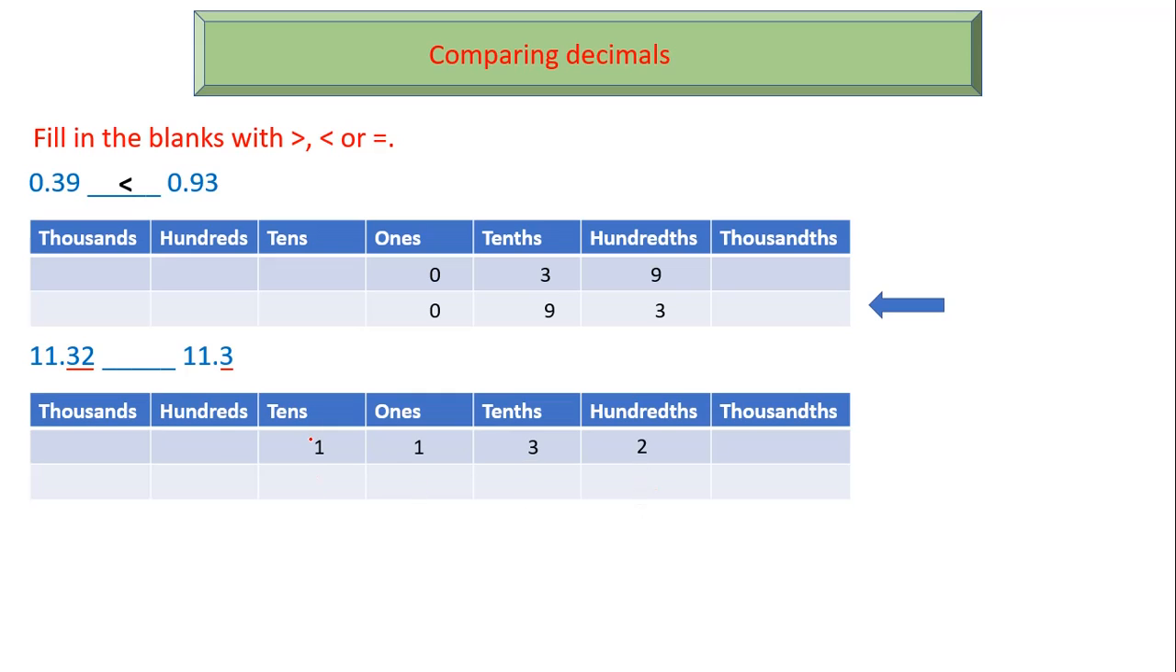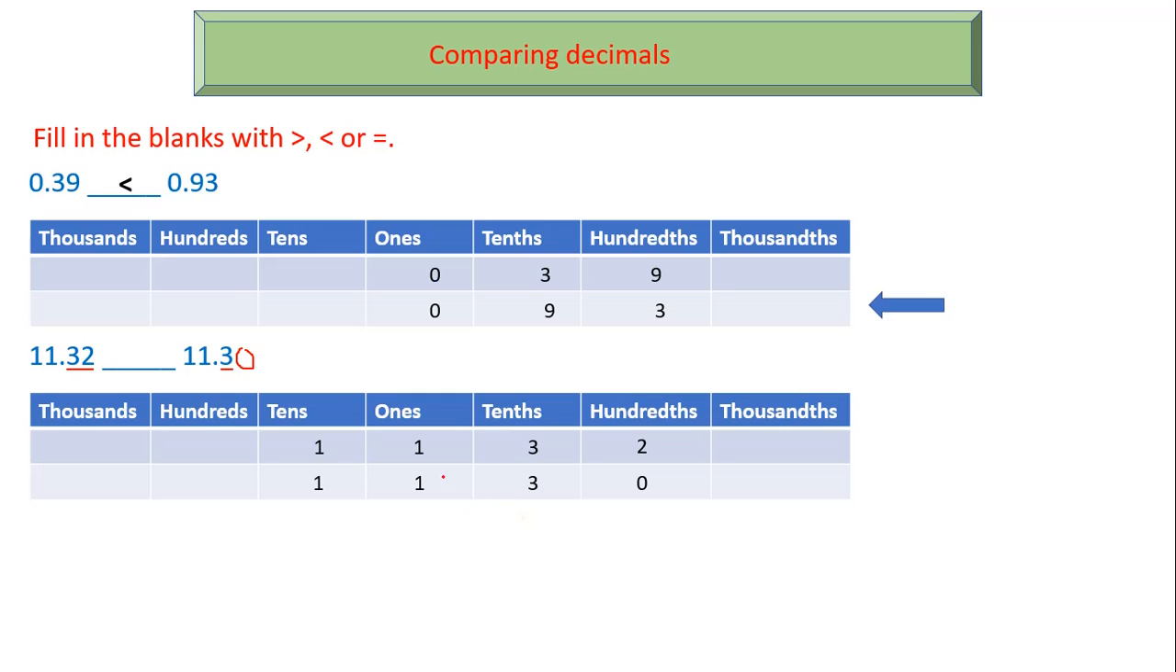After arranging that, 1 comes in tens, one more 1 comes in ones place, 3 comes in tenths, 2 in hundredths. The second number has one decimal place. Because of that, I have to write a 0 at the rightmost to make them like decimals. Then I will arrange this one in the place value chart. 1 is in tens, one more 1 is in ones place, 3 is in tenths. They have not given the 0, so to make them like decimals, I have to add one more 0 to this.